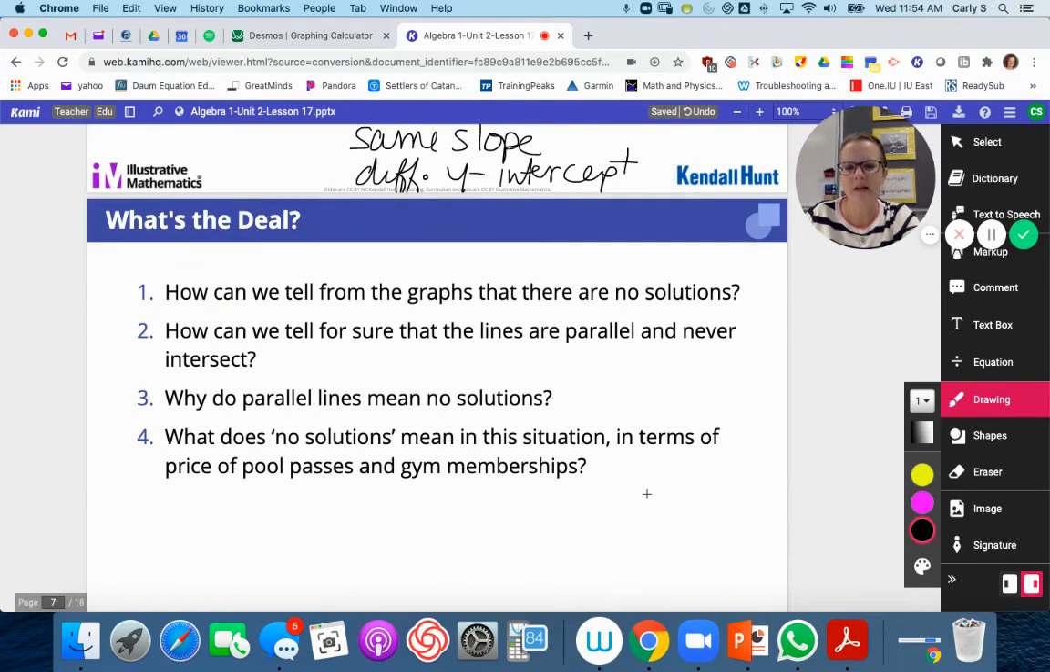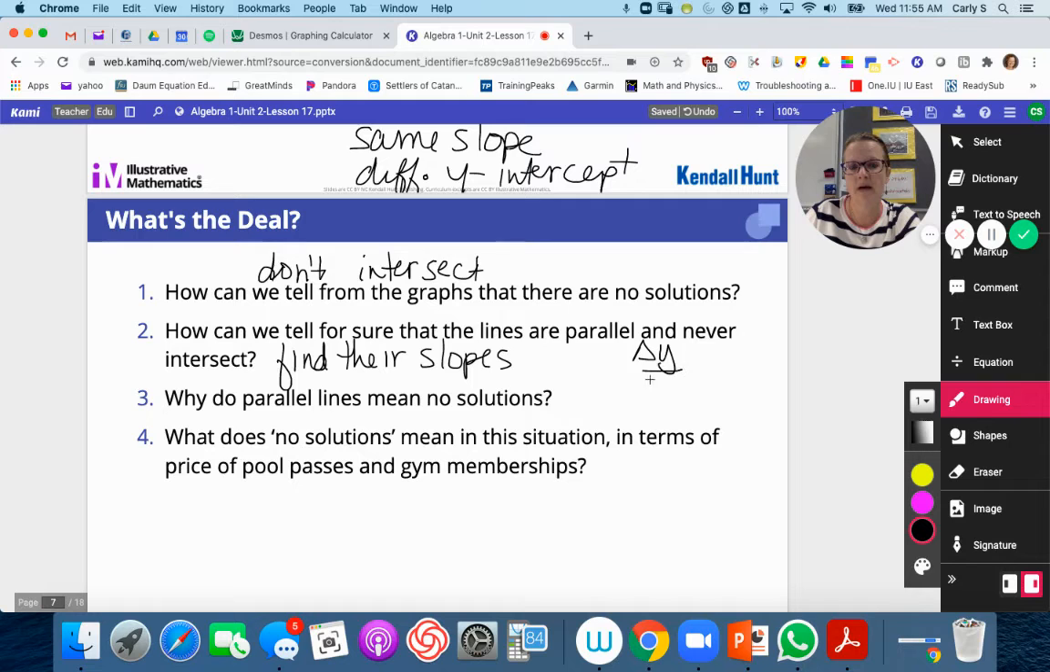All right, how can we tell from the graphs that there are no solutions? They don't intersect. The intersection of two lines is their solution, and these two lines don't intersect. How can we tell for sure that the lines are parallel and never intersect? We could find their slopes, which is the change in y over the change in x. Okay? If we did that for this one, the slope would be -2. Okay? So slopes are the same, but the y-intercepts are different.